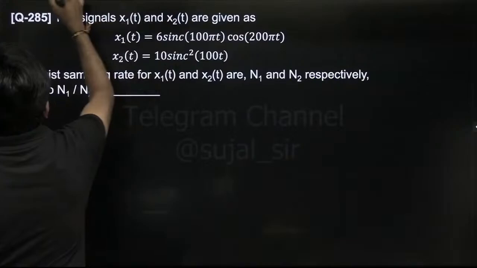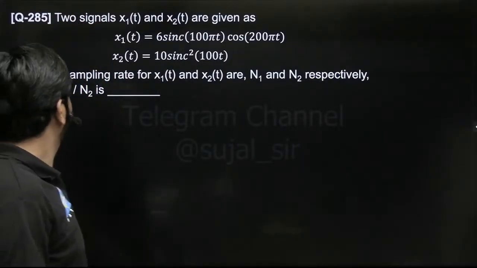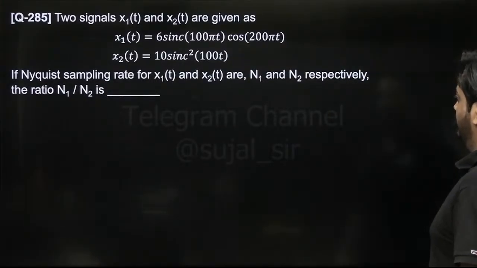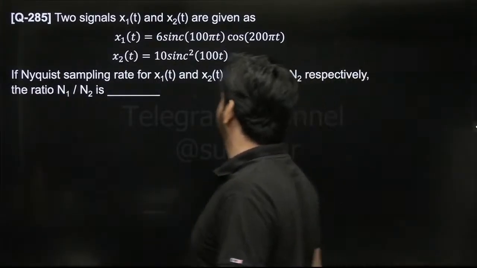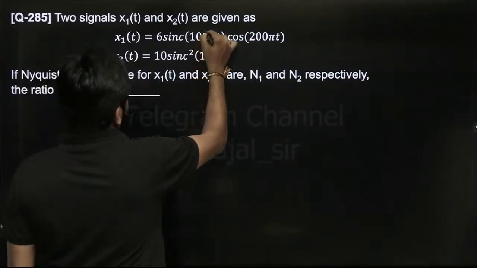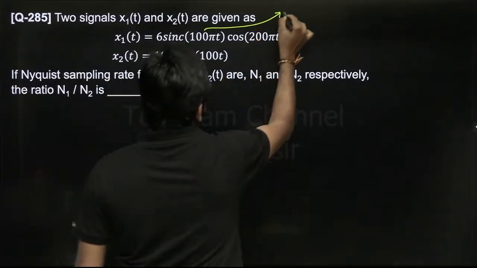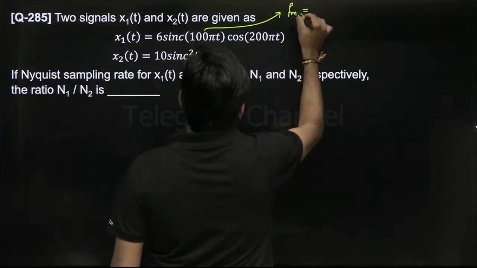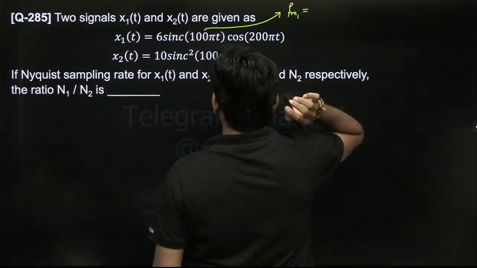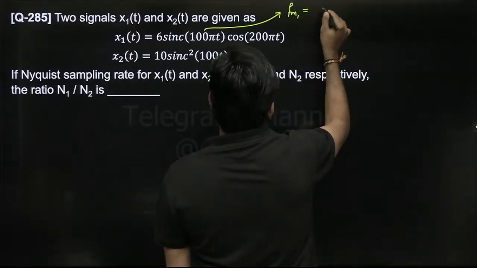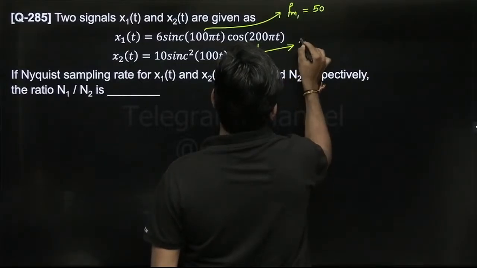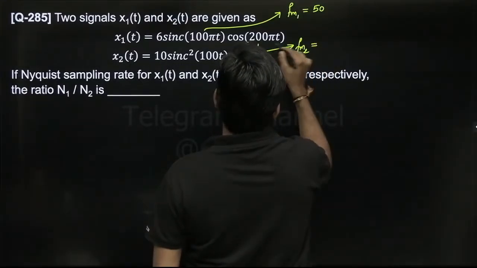Okay, now question number 285. If the Nyquist sampling rates for x1 of t and x2 of t are n1 and n2 respectively, the ratio n1 by n2 is dash. x1 of t is given, x2 of t is given. Sinc function, guys, sinc function. So here fm1 will be 100 pi, guys, that is 50 hertz. Here frequency fm2 will be 100, guys.